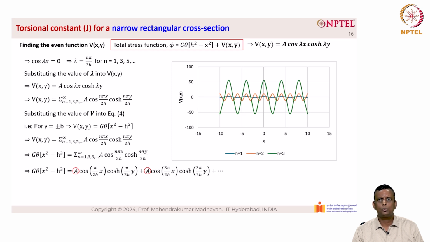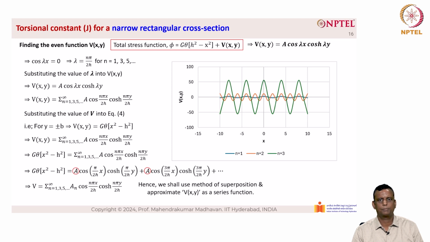For n equal to 2, the orange color one, there is a variation. But for n equal to 3, there is a drastic variation in the amplitude, which indicates that A cannot be a constant. A should also be a function of the series. So now A cannot be a constant. So v equals sigma n equal to 1, 3, 5 up to infinity, a_n into cos(n pi x by 2h) into cosh(n pi y by 2h).